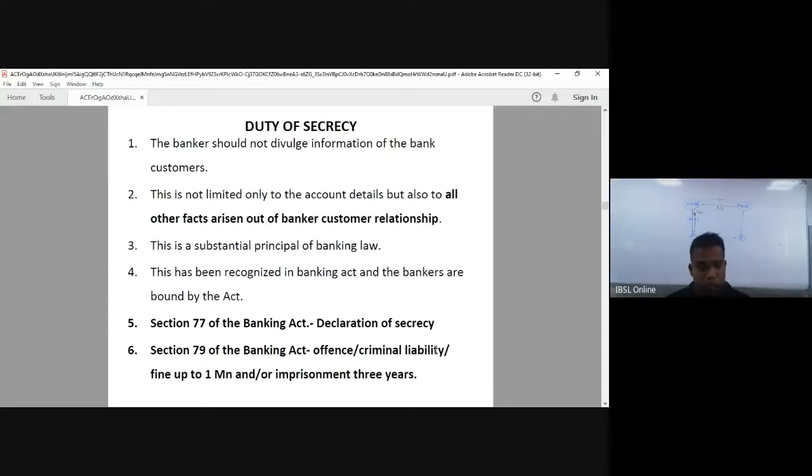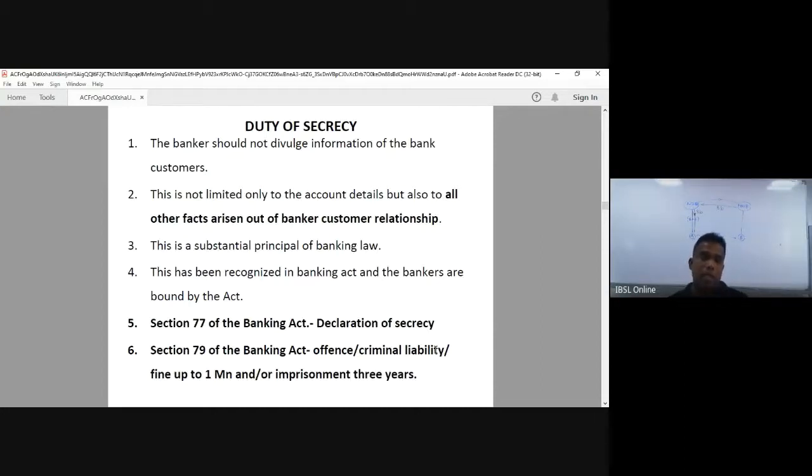What is the duty of secrecy? Duty of secrecy means the banker should not divulge information of the bank customer to any third party without his consent. The banker should not divulge any information of the customer to any third party without the consent of the customer. That is, in simple terms, the duty of secrecy.